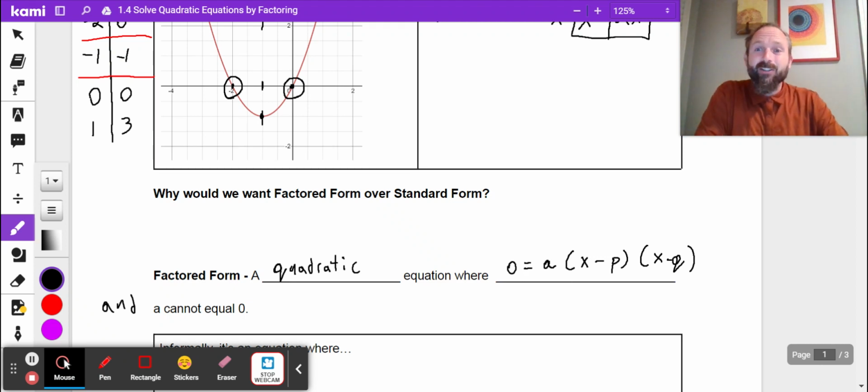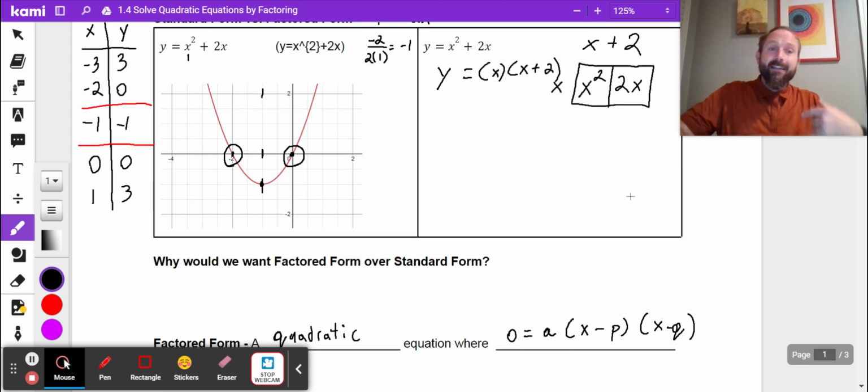Well, let's go back and look at it. So if I plug in a number, so y is height.